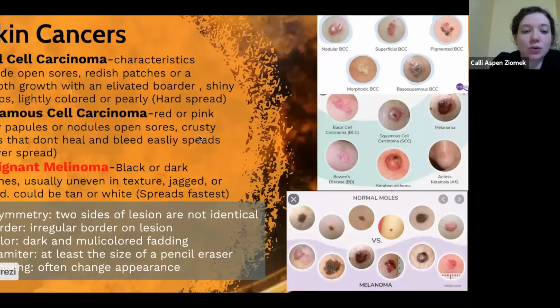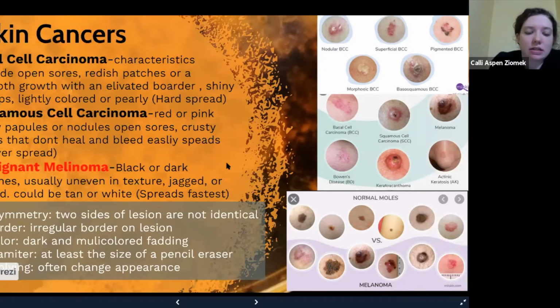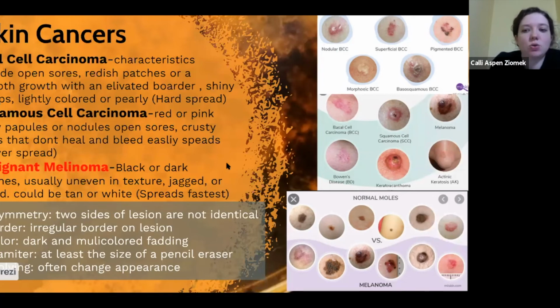They are black or dark patches, usually uneven in texture. They're very jagged and they could be raised. They could also, unfortunately, be tan or white. These ones spread the fastest. It is super, super easy for malignant melanoma to spread throughout the body.